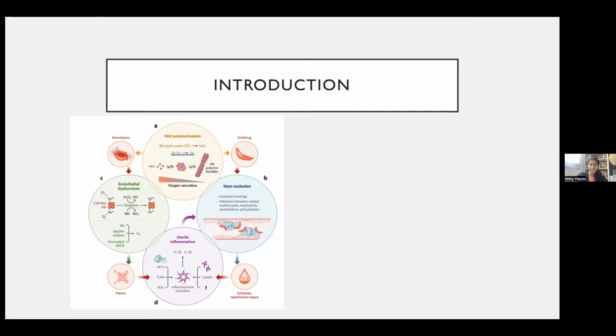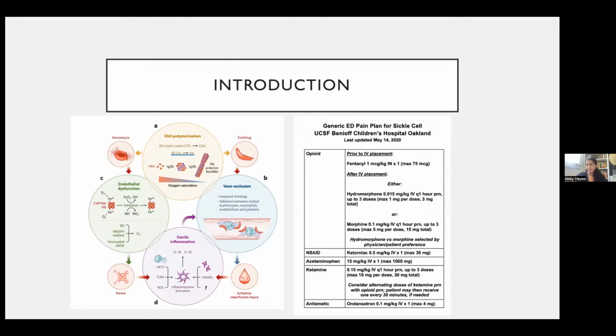And since VOC are the most common reason for emergency department visits and hospital admissions, BCH implemented individualized pain plans in an attempt to avoid ineffective pain management at the beginning of admissions, set an expectation for weaning, and to get patients discharged in a reasonable period of time. And I put up an example of a generic ED pain plan right here. And as you can see, it includes the amounts of medication that should be given, the types of medication, as well as the way in which it should be given for that particular patient. This is just a generic one.